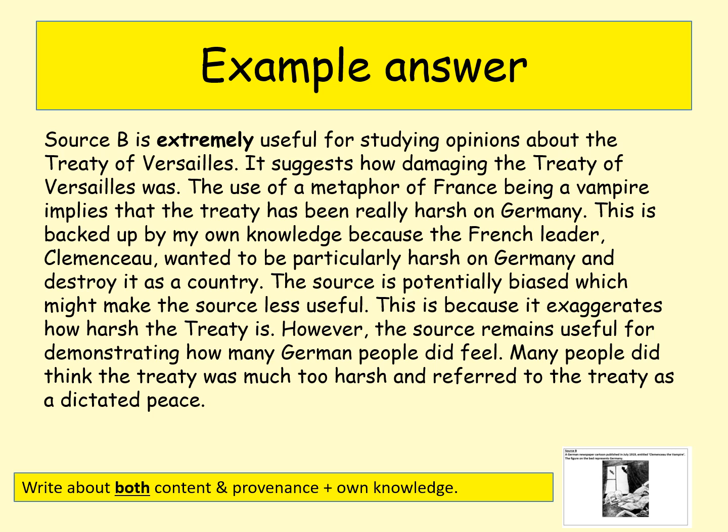So there's an example for source B, so you can have a little look at that and read that. Some of the key points there is the content is really useful for showing you that Germany thought it was really, really harsh. It is potentially biased because the source's origins are from Germany, but it is useful for showing us what many German people thought at the time of the Treaty of Versailles. And you could link that into your own knowledge about the idea of a dictated peace, the fact that Germany didn't get a say in the treaty.